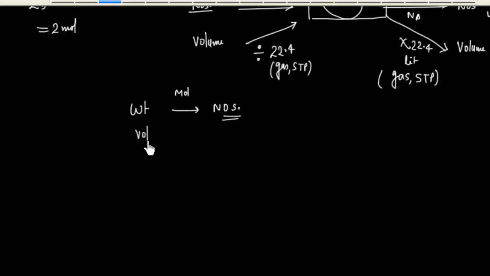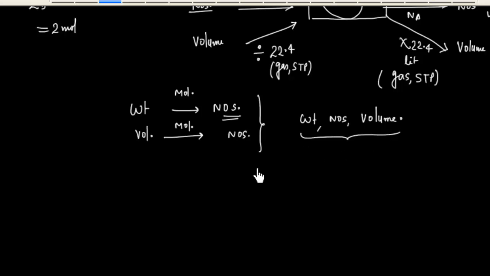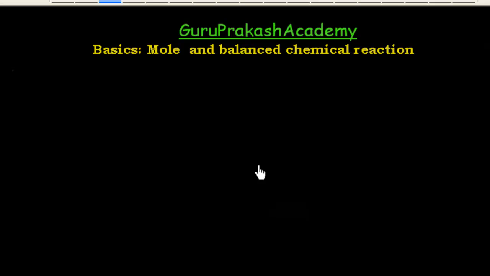We can convert volume to numbers. Once again we have to go via mole. So first we have to find mole and then we have to find number. So this kind of calculation we can perform on weight, numbers and volume. So we can play with the three variables with mole, that is weight, numbers and volume. Now next thing we will discuss is what information we can obtain from a balanced chemical equation.